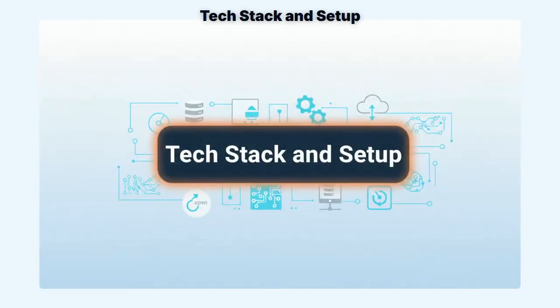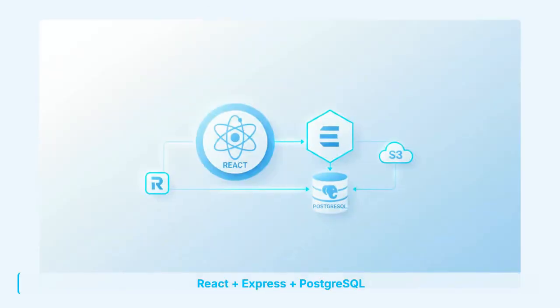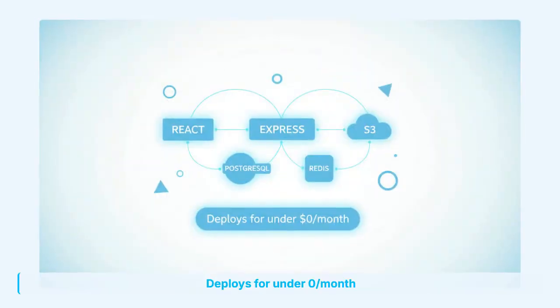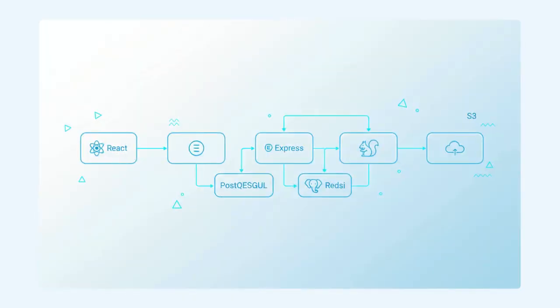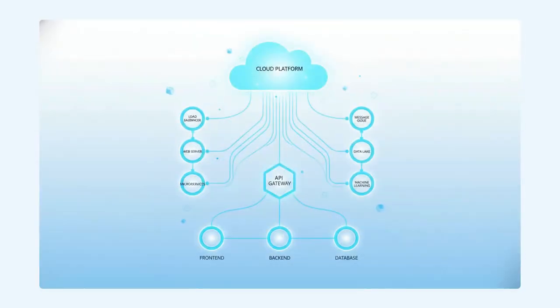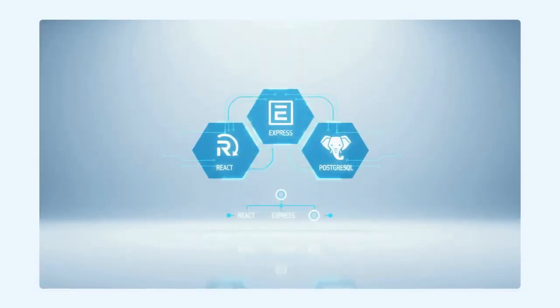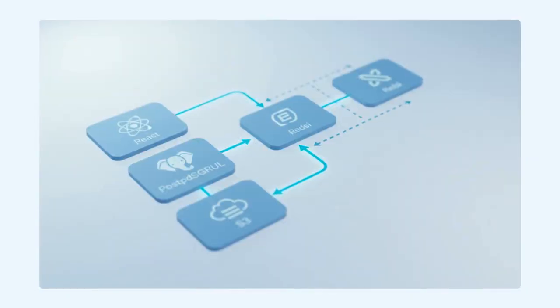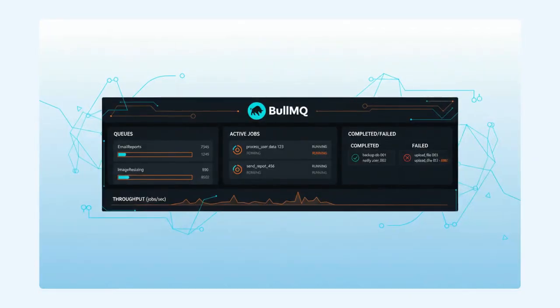For developers, Woksy is a PNPM monorepo with React 18 and Vite on the front end, Express.js on the back end, PostgreSQL with Drizzle ORM for the database, and Redis with BullMQ for async job processing. File storage uses S3-compatible services like Cloudflare R2. Real-time progress updates stream through Socket.io. The whole thing deploys for under $20 a month on Vercel, plus Railway, plus Neon PostgreSQL.